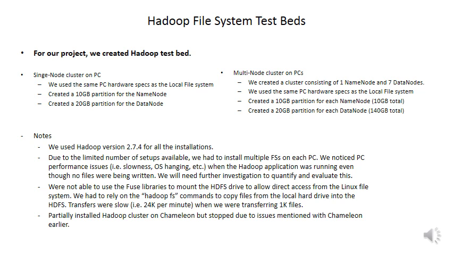We did notice that transfers were slow when we were transferring the 1K files. We were seeing transfer rates of about 24,000 files per minute when we were transferring the 1 million files that are part of our setup. We partially installed a Hadoop cluster on Chameleon, but stopped due to issues we had run into with Chameleon earlier.